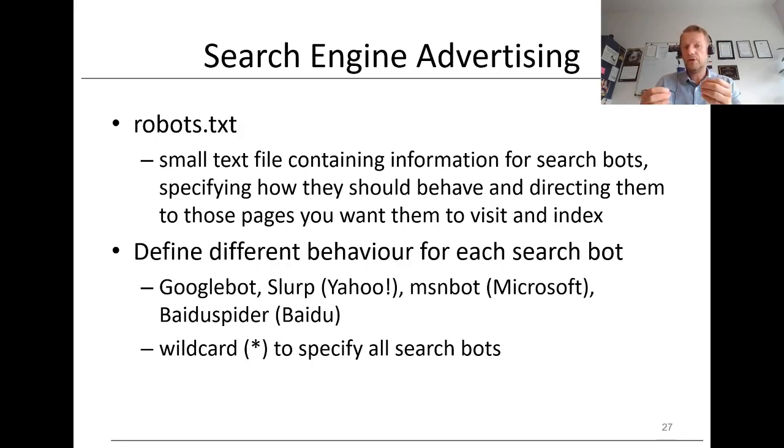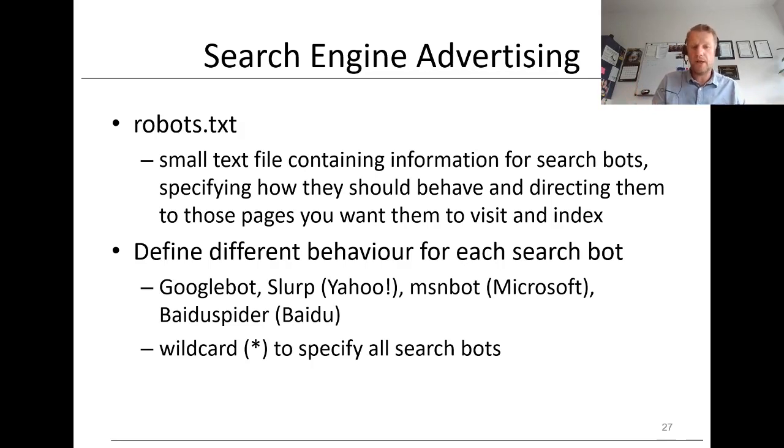And you can define different behavior for different search bots. Suppose you have the Googlebot, which is the bot used by Google. Slurp is the bot used by Yahoo. MSNBot is used by Microsoft, and the Baidu Spider is used by Baidu, which is the Chinese search engine. The instructions you give to the Googlebot could be different than the instructions you give to the Baidu Spider, because Chinese people may be looking for different pieces of information than non-Chinese people, who are more frequently probably going to use Google.